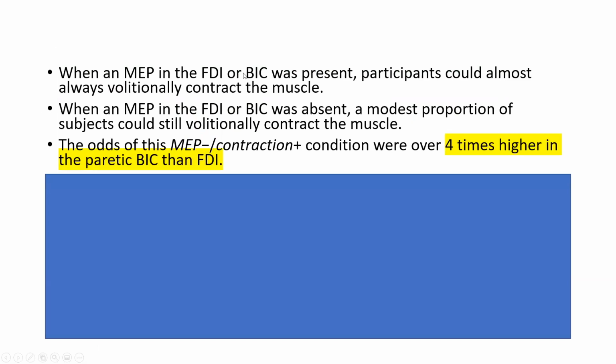When an MEP in the FDI or biceps was present, participants could almost always volitionally contract the muscle. When an MEP in the FDI or biceps was absent, a modest proportion of subjects could still volitionally contract the muscle. The odds of this MEP minus contraction plus condition were over 4 times higher in the paretic biceps than the FDI.